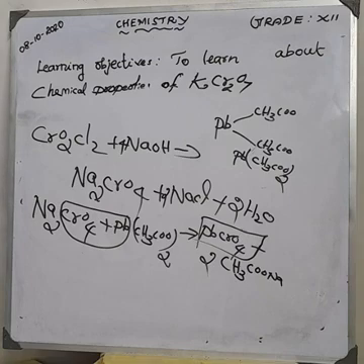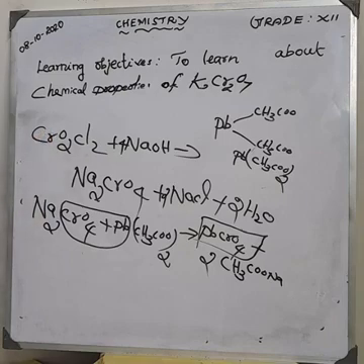Here, a vapor is formed, that is called chromyl chloride vapor. What is the color of the vapor? Red, orange. Okay, otherwise we can say orange red vapor. This is the correct form. Orange red vapor of chromyl chloride is formed.